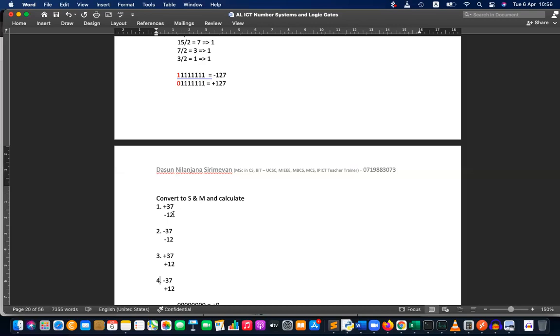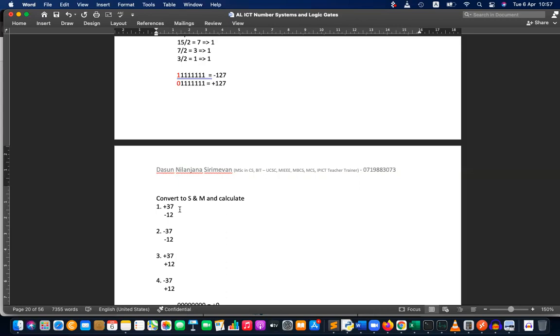37, minus 12, the answer is 25. Minus 37 minus 12 will be minus 49, the answer. If both are minus, the minus will be exact. That means the minus amount will be high. Then we have to do this calculation. Then only we have to find the answer.